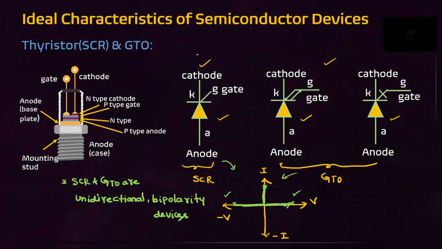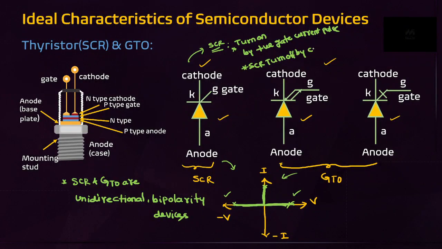But a point to remember, SCR is turned on by a positive gate current pulse. This you know. And SCR is turned off by commutation. SCR turns off by commutation.